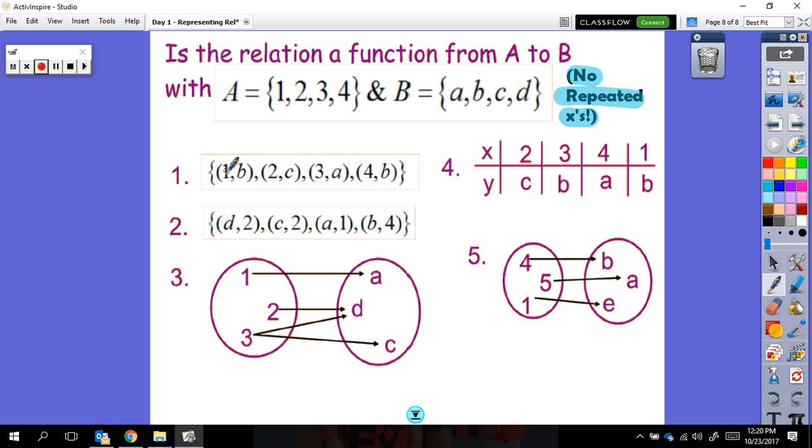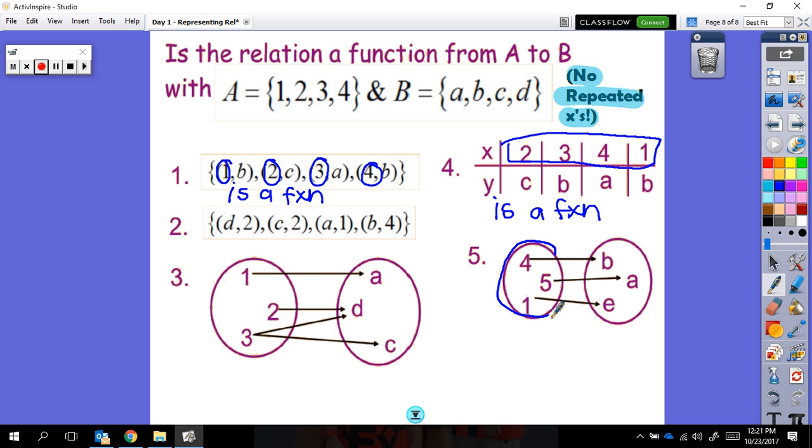Alright, so let's look at number 1. If you look at your x values, are they all different? They are all different, so this one is a function. Okay? What about this one? Again, look at your x's. Are they all different? Yes, so this one is a function. Same one here. Look at your x's. Are they all different? Yes, so this one is a function.